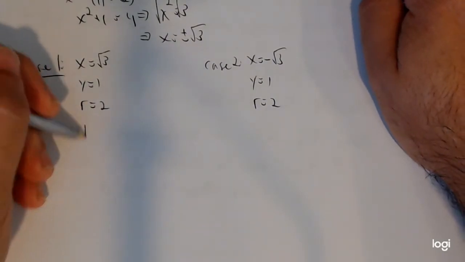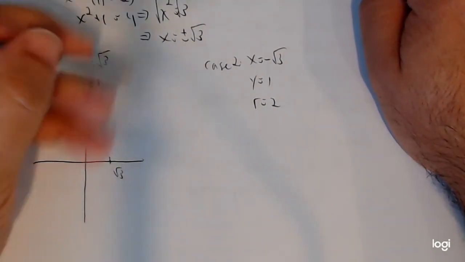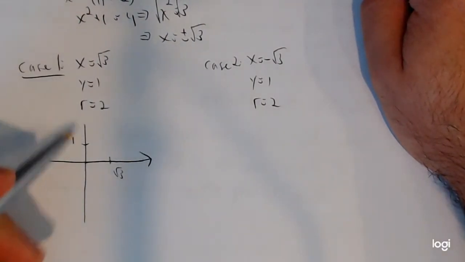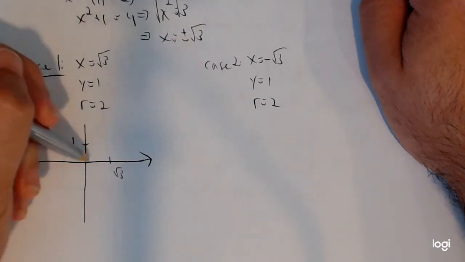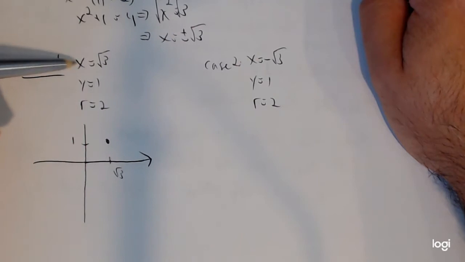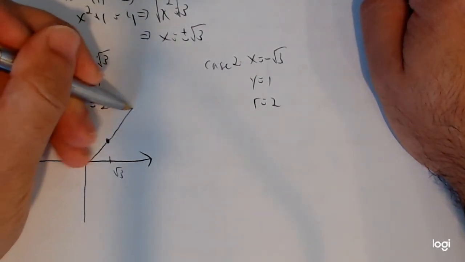So for case 1, let's draw this out. My x value is rad 3. My y value is 1. So my angle, its terminal side, goes through what point? Rad 3 comma 1. Right? So this point was just found literally by plotting the point rad 3 comma 1. So my angle is that.